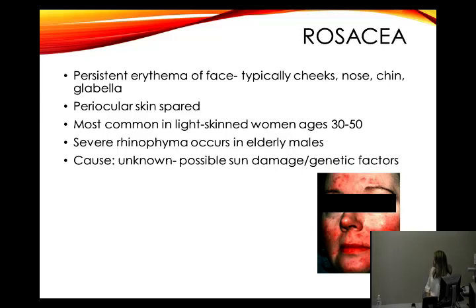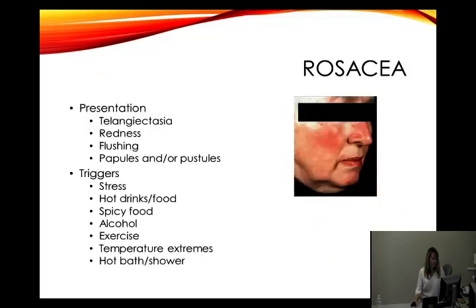And we don't know exactly what causes it, but sun damage appears to play a big role in it, as well as genetic factors. So for rosacea, when somebody's presenting with it, it looks like some telangiectasias of the face. People will talk about redness, flushing, and they can have papules or pustules, but they don't always have it. So triggers to it are stress, hot drinks or food, spicy food, alcohol, exercise, temperature extremes, and then the hot bath and shower kind of going along with the temperature extremes.